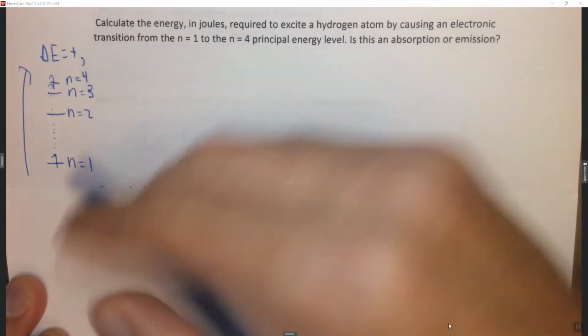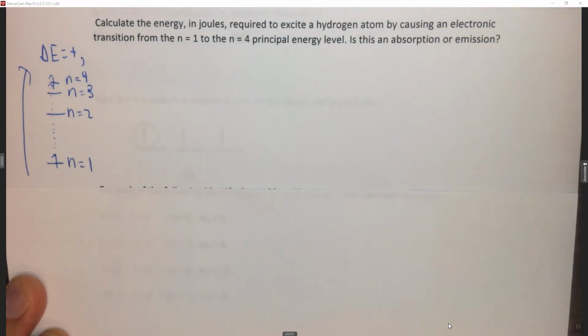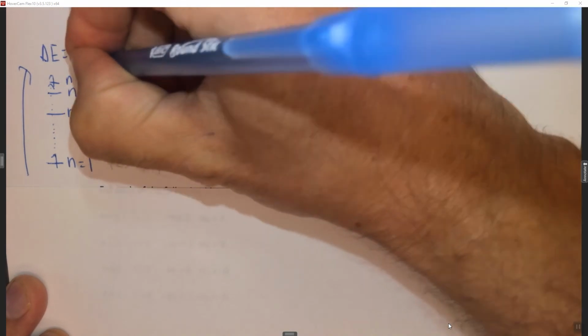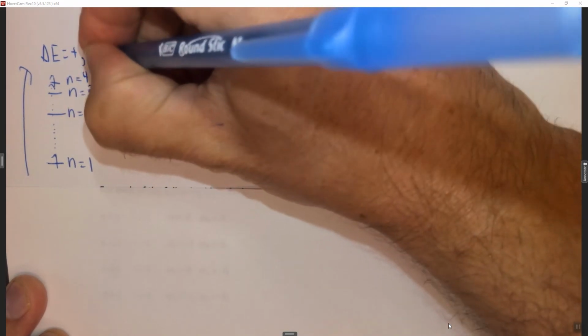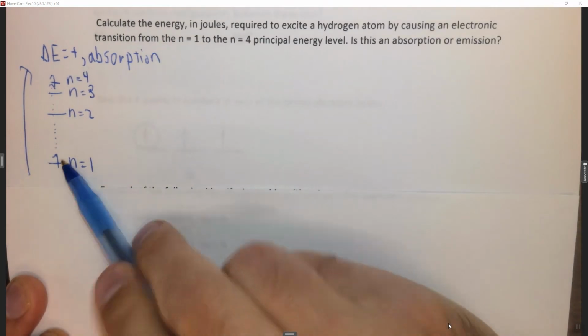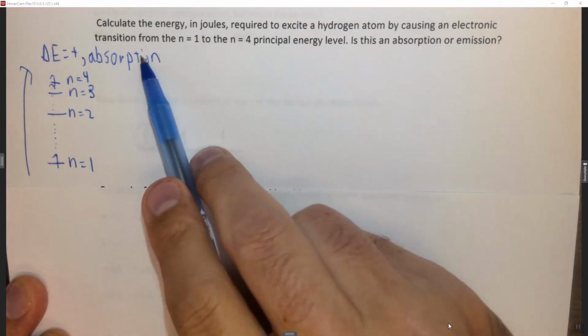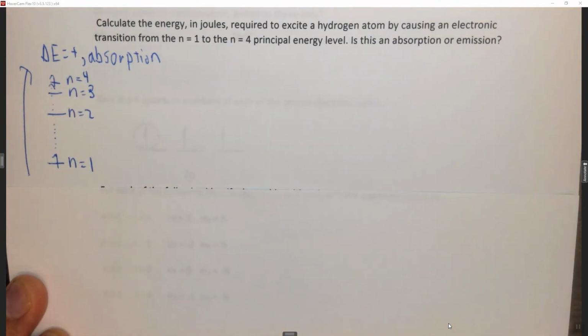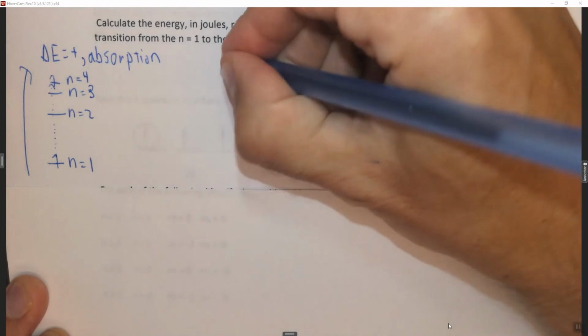The other thing is that for this to gain energy, it has to gain energy from something. In this case, it's going to gain it from absorbing a photon of light. So this is an absorption. So we know these two things without even doing the math, because it went from a lower energy level to a higher energy level, it's an absorption, and delta E is positive. How are we going to actually calculate this? Well, we're going to have to use this equation.